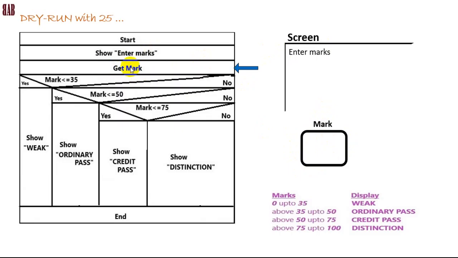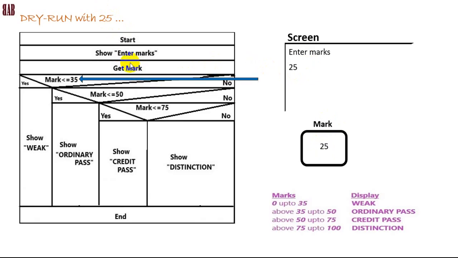So it's waiting for mark to come in. That is, it's expecting the user to type it on the screen and press enter. Now let's assume the user types a number, 25. That's what we want to try run and see. So let's put 25 and press enter. The moment you press enter, that value will be taken by the variable mark, which is this one. So this will become 25.